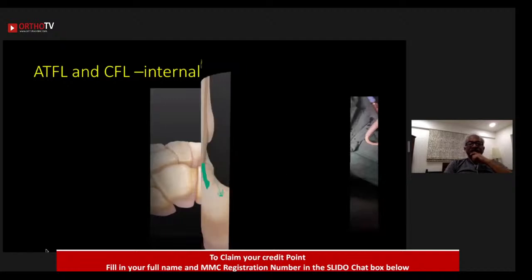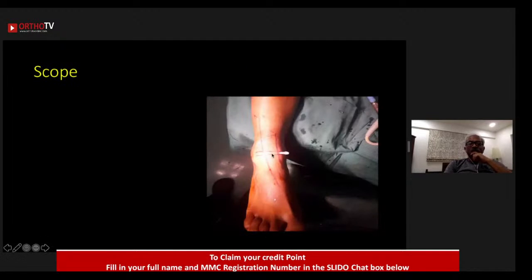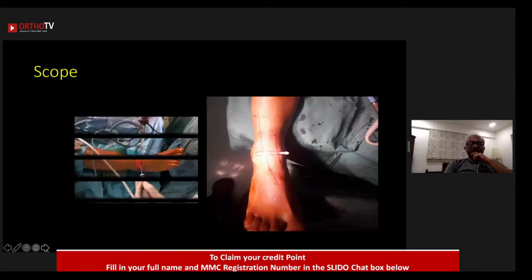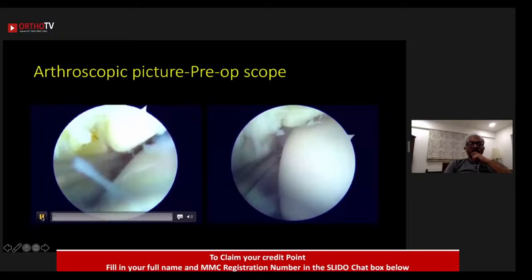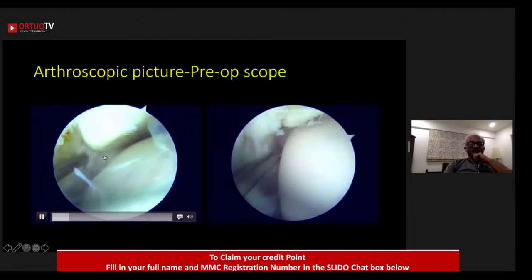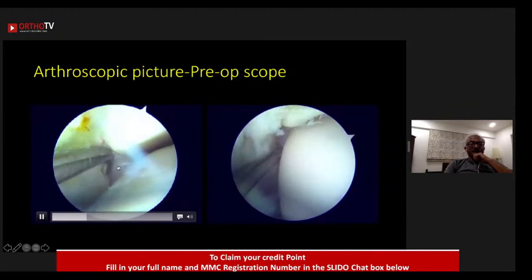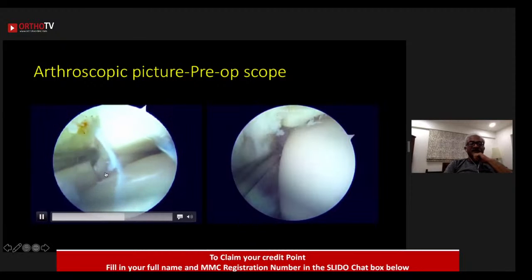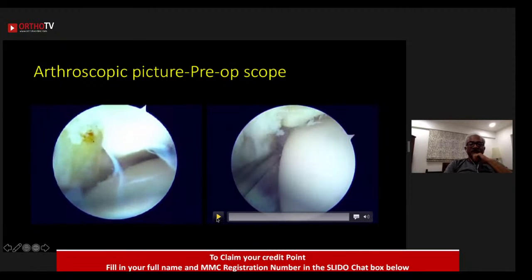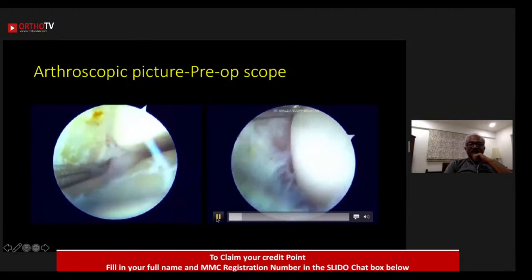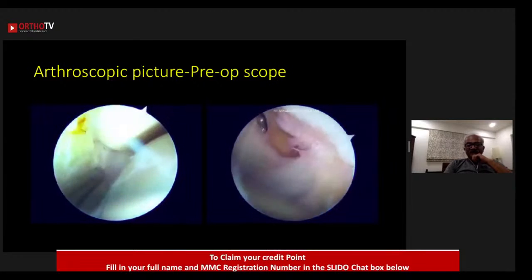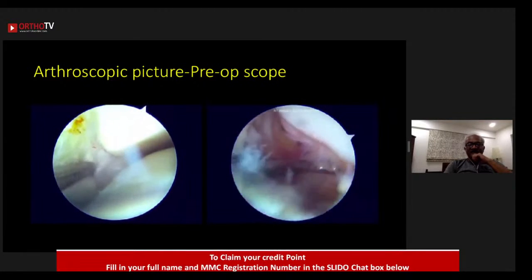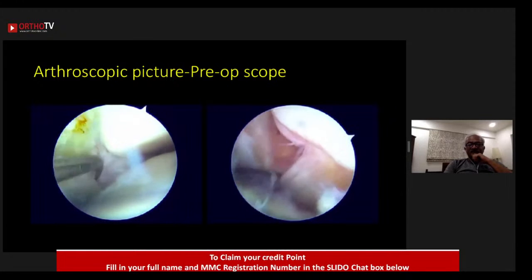So if you see, that's the way the ATFL and CFL run. You scope the ankle prior to doing any intervention, and that's the way the ankle is kept. Then this is the arthroscopic picture which you get. And if you see here, that's the tibia, fibula, and that's the fibula tip. So there you can see the fibular attachment of the ATFL, which is 1 centimeter from the fibular tip. And if you trace the same ligament along with the anterior capsule onto the talus, you will see that there is a gutter there, and that's the talar attachment where you see it is very, very lax. And that's the ATFL attachment onto the talus.